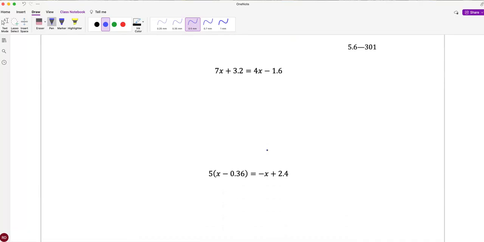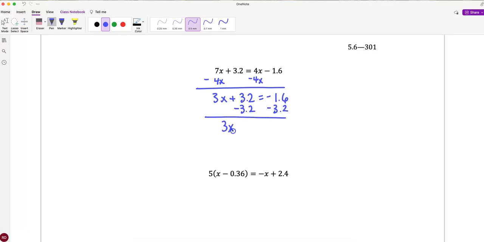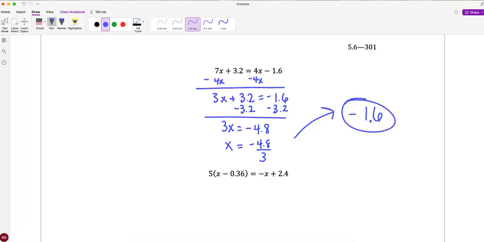Here I've got x's and constants. If I subtract 4x from both sides, that leaves me with what? 3x plus 3.2 equals negative 1.6. Subtract 3.2 from both sides. So 3x equals, that's going to be what? Negative 4.8. So x is negative 4.8 over 3. This is a negative number. So 3 goes into 48, what, 16? 3 times 16, and with 1 decimal point, so negative 1.6.